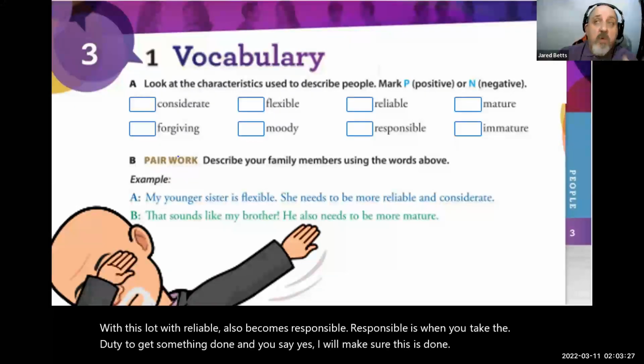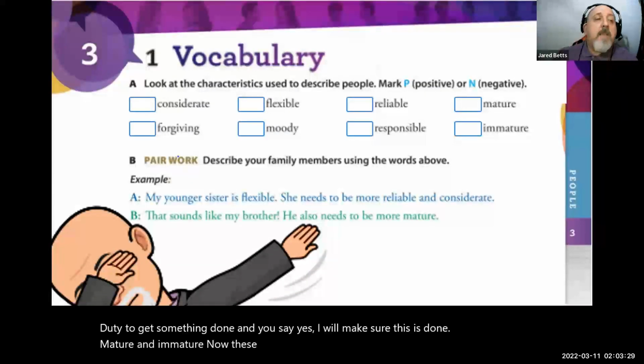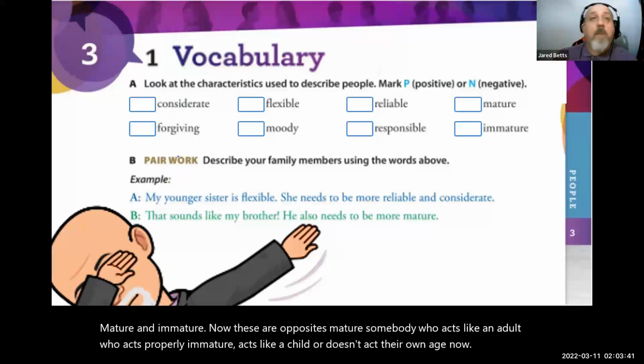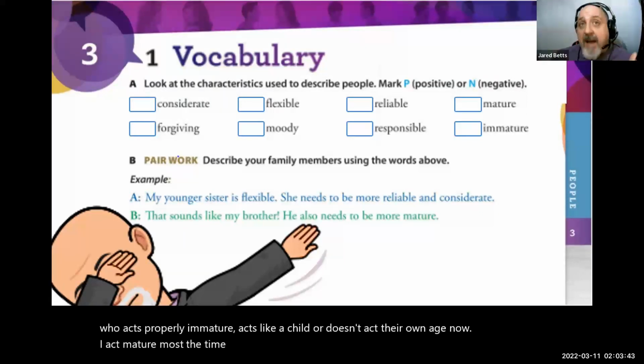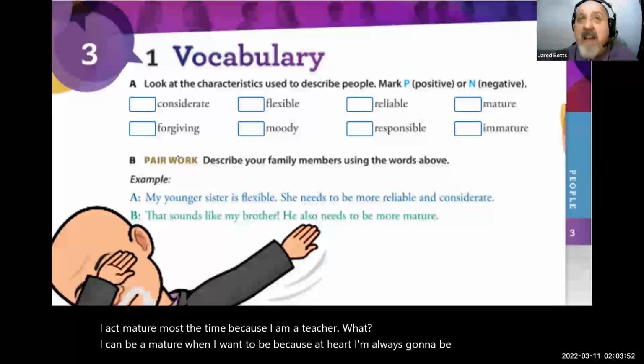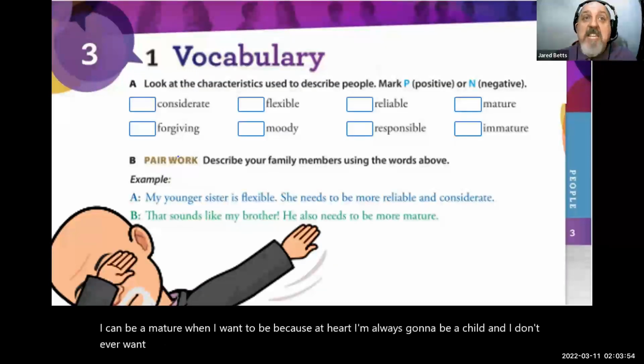Mature and immature. Now, these are opposites. Mature, somebody who acts like an adult who acts properly. Immature acts like a child or doesn't act their own age. Now, I act mature most of the time because I'm a teacher, but I can be immature when I want to be because at heart, I'm always going to be a child and I don't ever want to grow up.